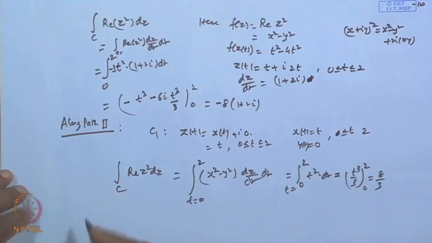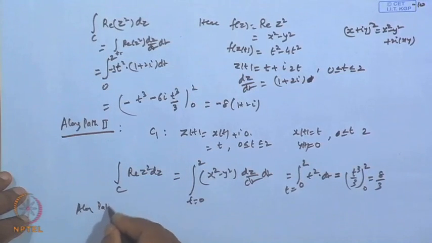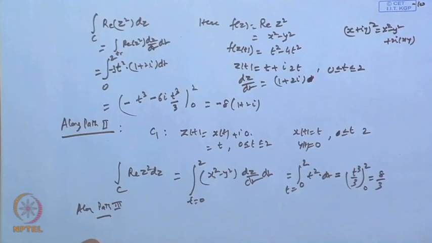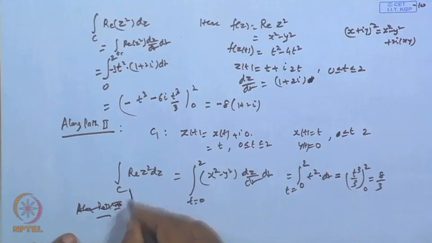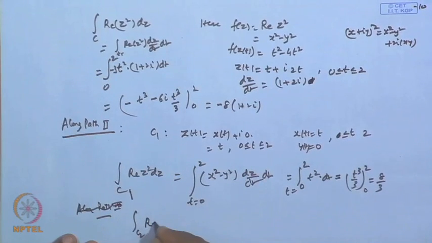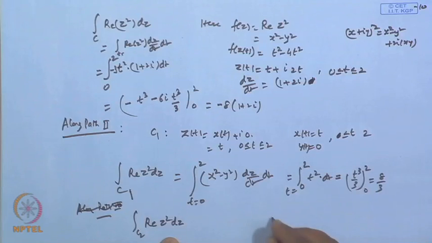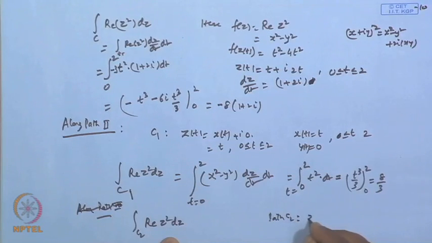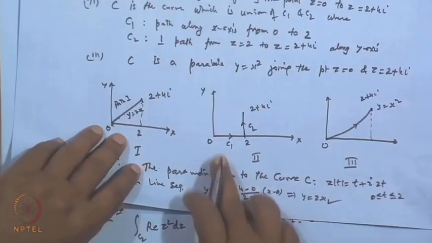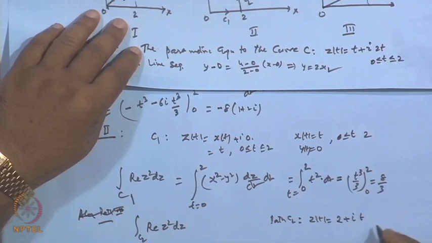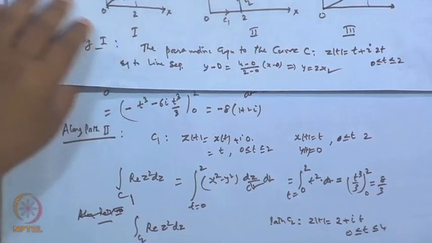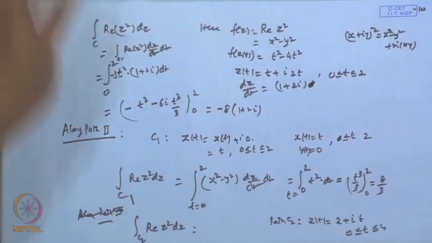Okay. Then the third part: along C1, and then along C2. Let us calculate the path C2. If I take C2, the x coordinate is always 2 and y is changing, so it can be written as 2 plus i t, where t varies from 0 to 4. Then you compute this, and similarly we get it for the other.